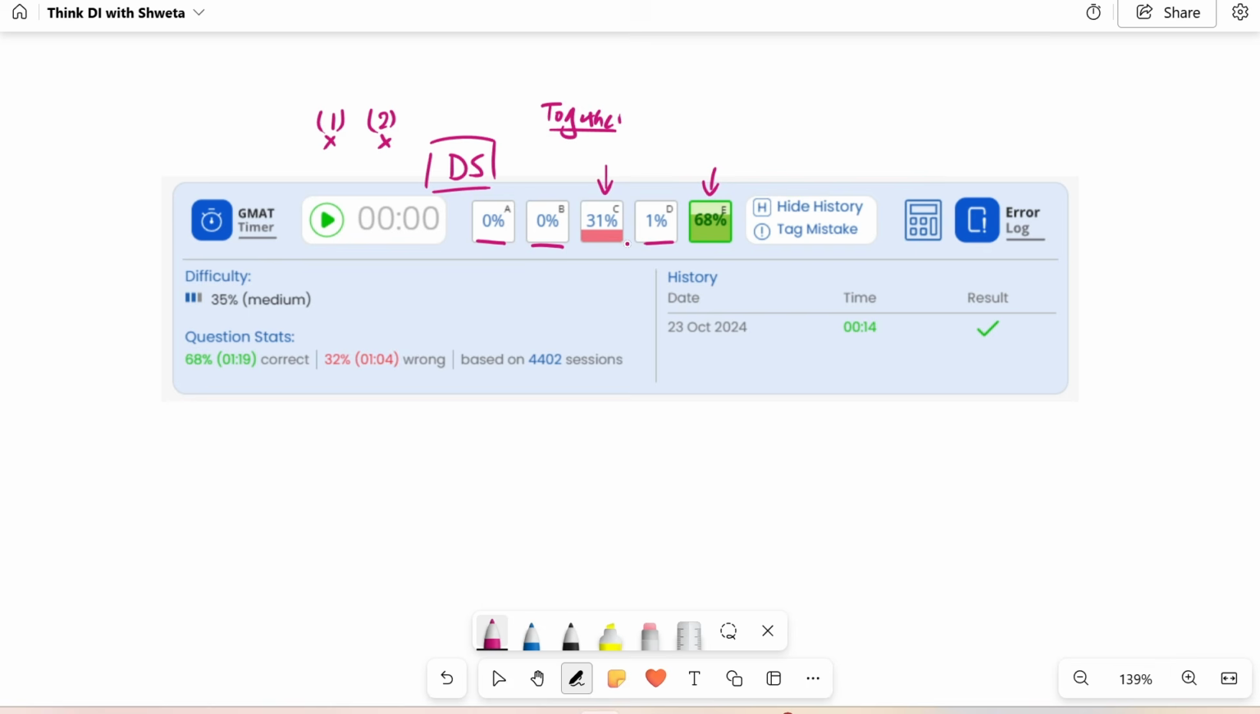What is it that really tripped so many people? And if you see the time that people spent on it, it's almost the same. I can really see that the people who got it wrong spent about 15 seconds less on average than the people who got it correct, which means it was just about that final layer of caution that these people did apply, but these people did not.